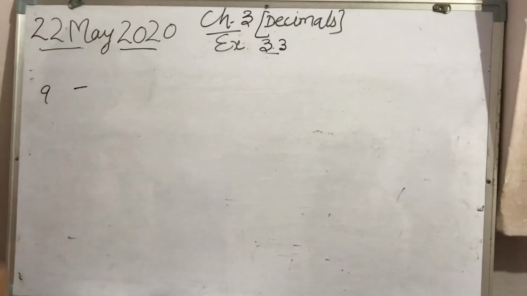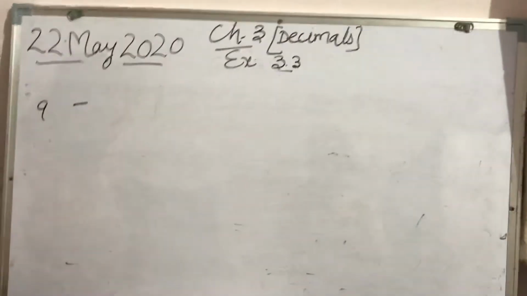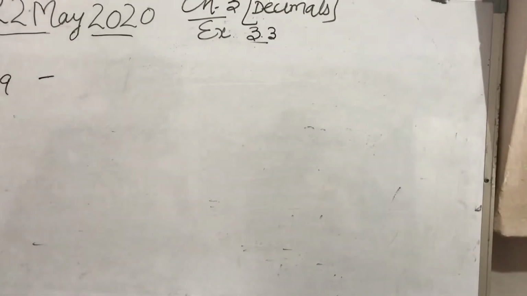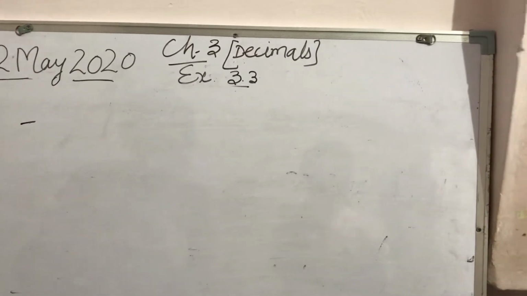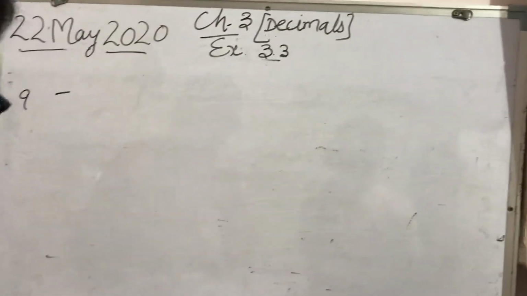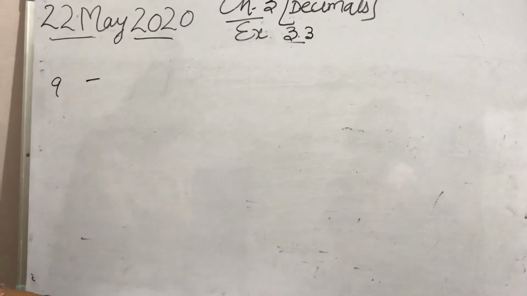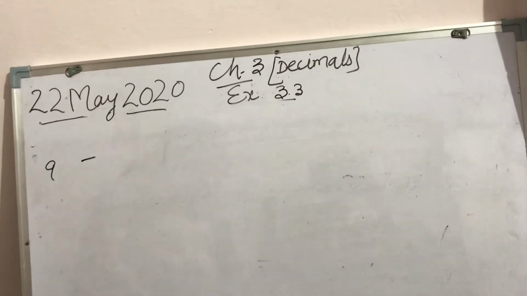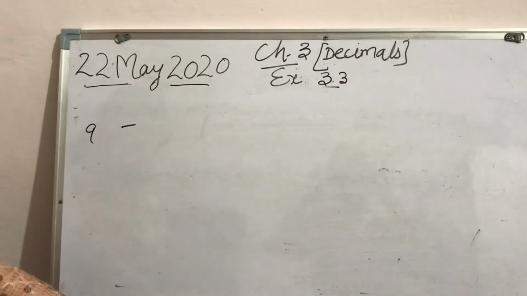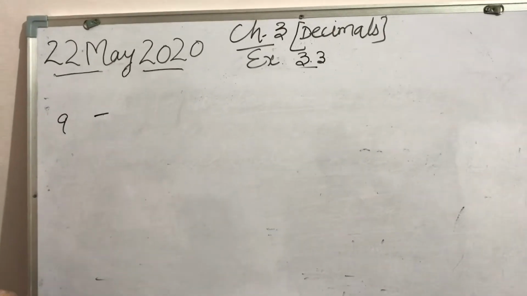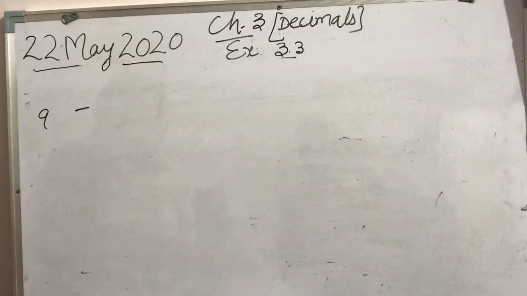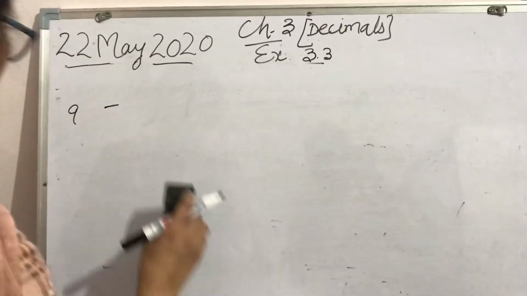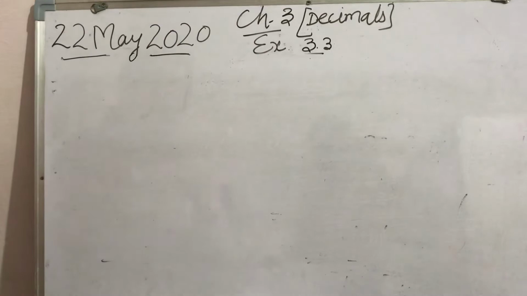Then question number 9. The cost of 26 toys is rupees 1007.60, find the cost of 1 such toy. Very simple. The cost of 26 toys is given and we have to find the cost of 1 toy. The statement is also very simple. You can follow it as such. You can do this question yourself.